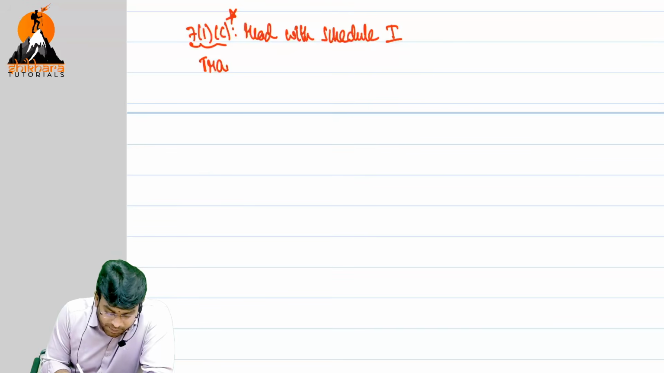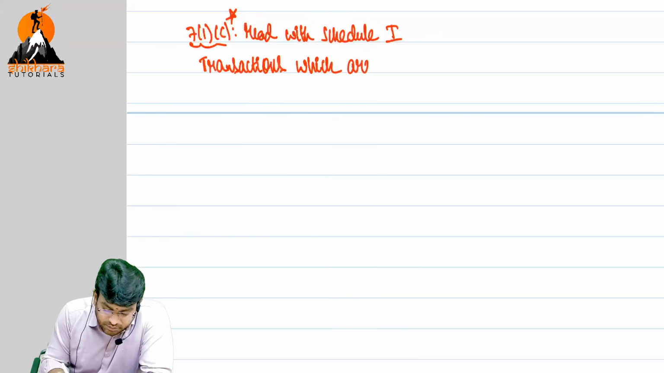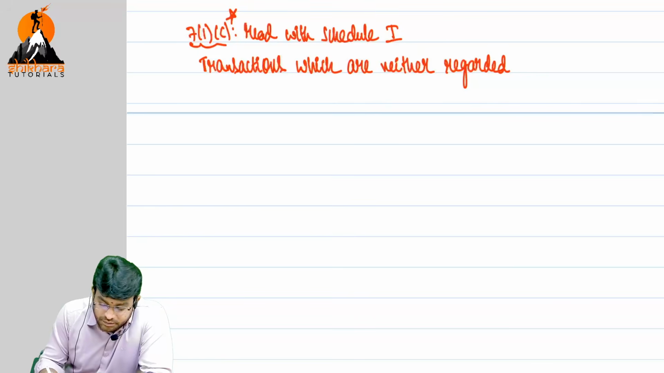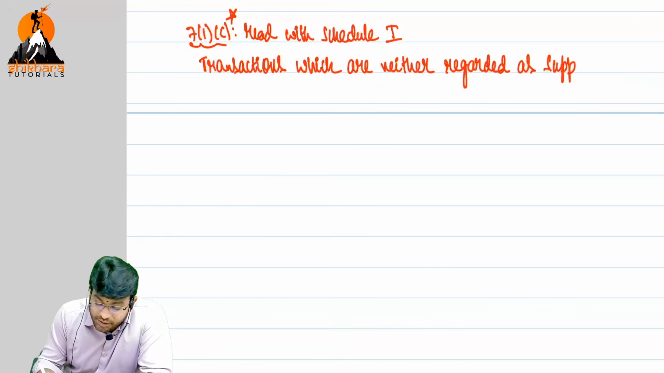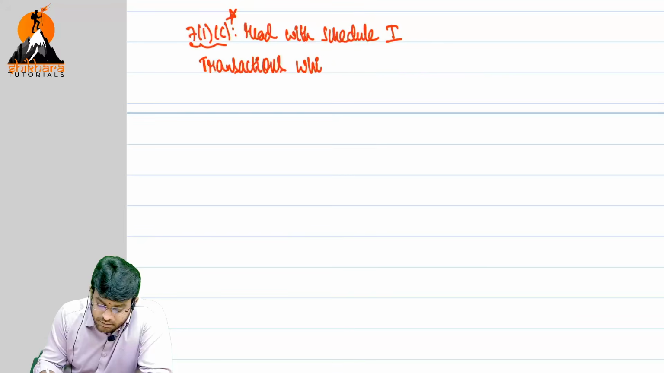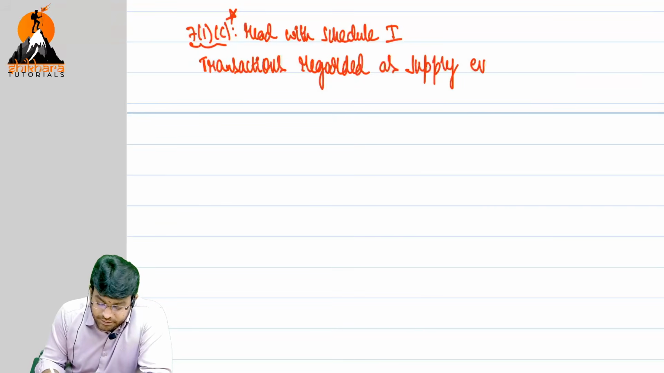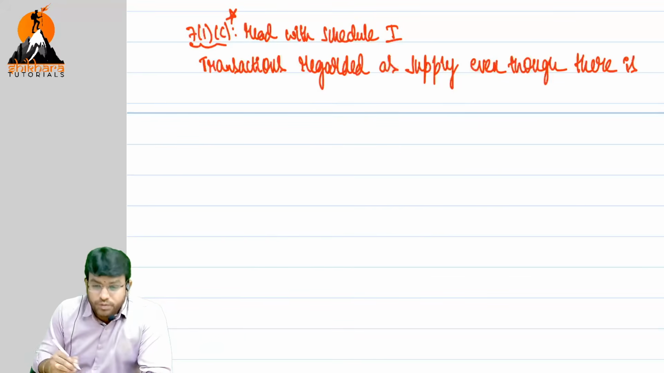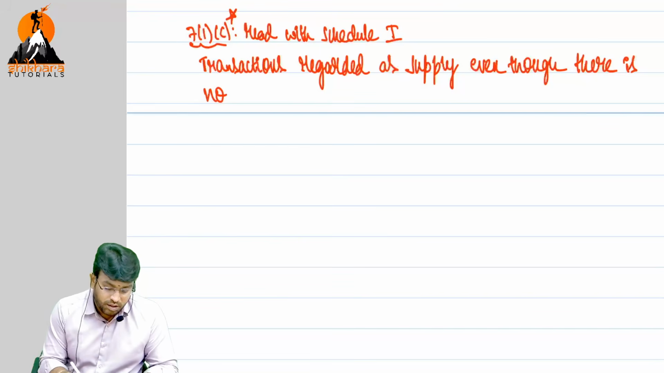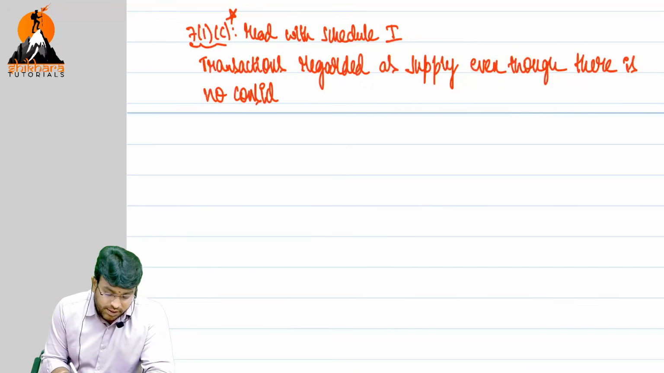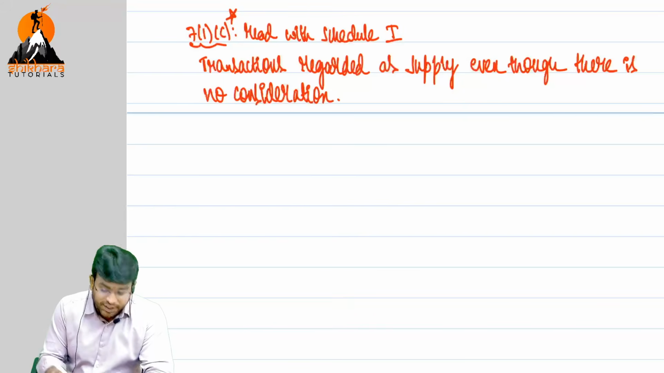7.1c read with Schedule 1 talks about transactions regarded as supply, even though there is no consideration. No consideration, still it is supply.